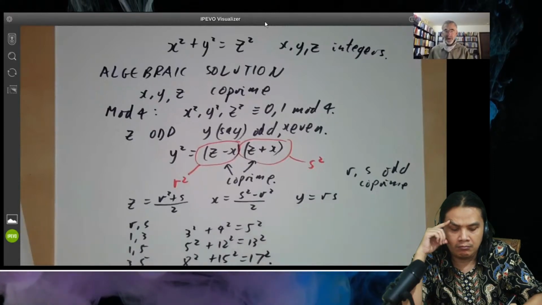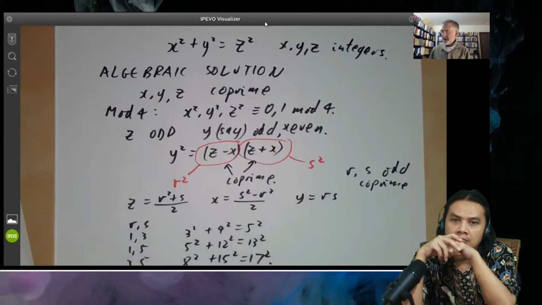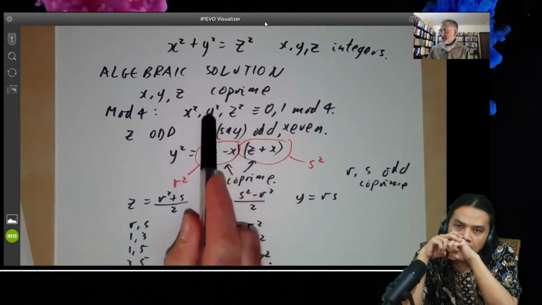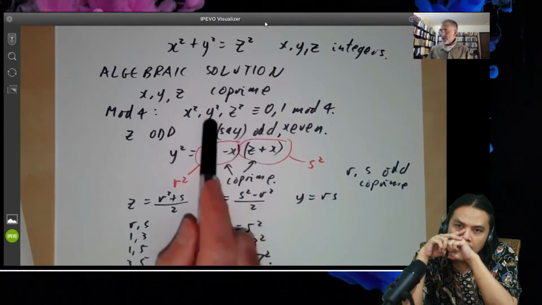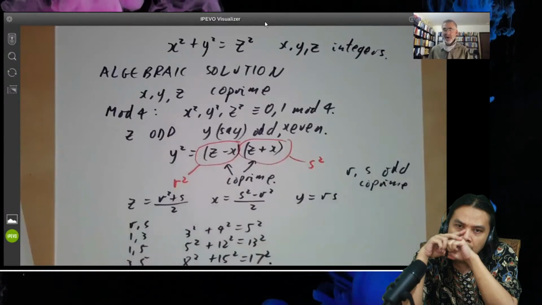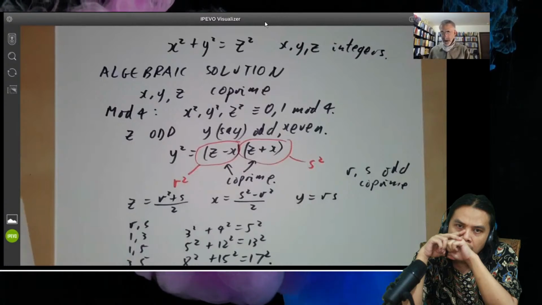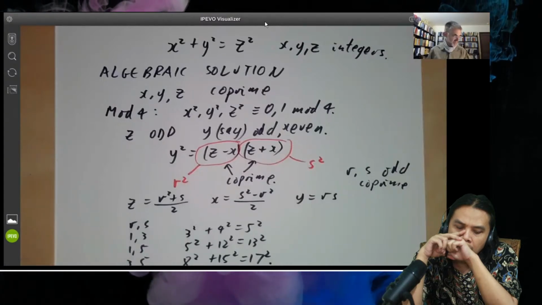So that's a perfectly good solution, but it's not completely satisfactory. It's slightly messy because we've had to pick one of these numbers to be odd, and r and s must both be odd, and so on. So that's the algebraic solution.